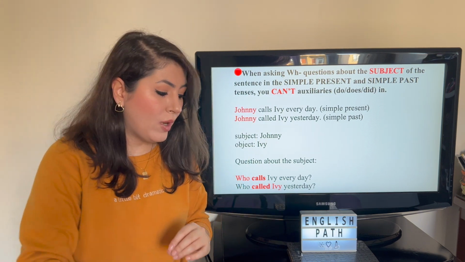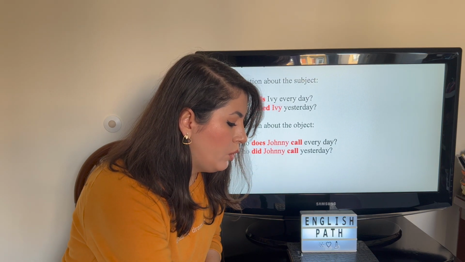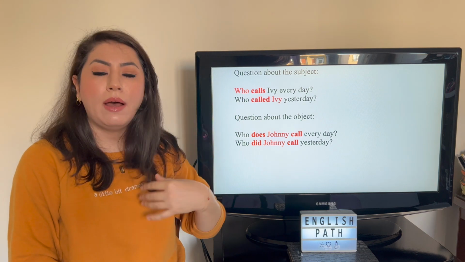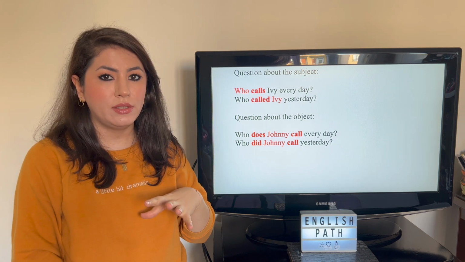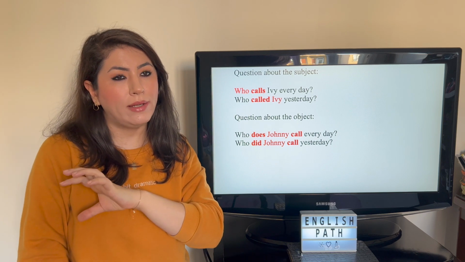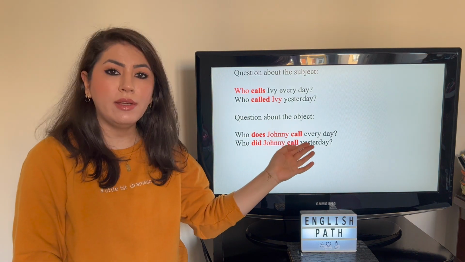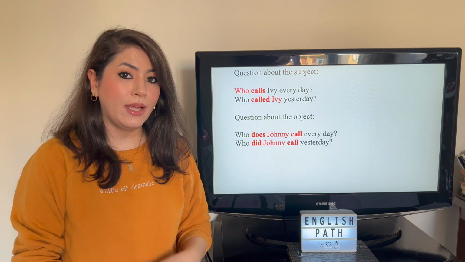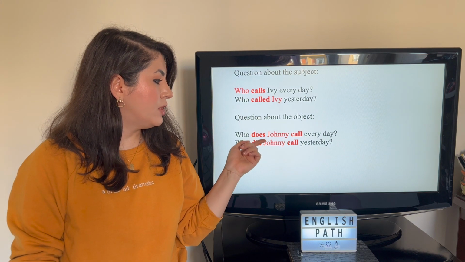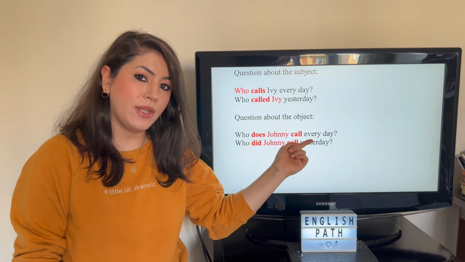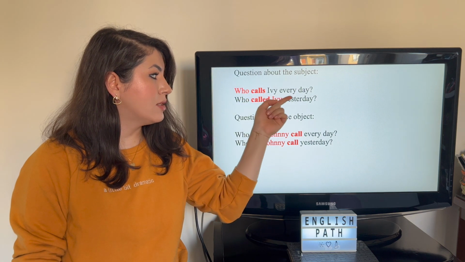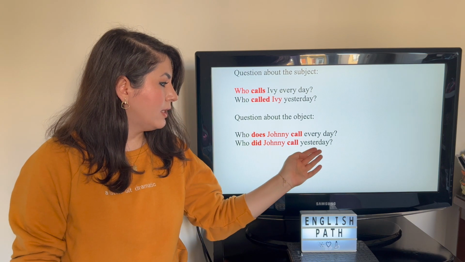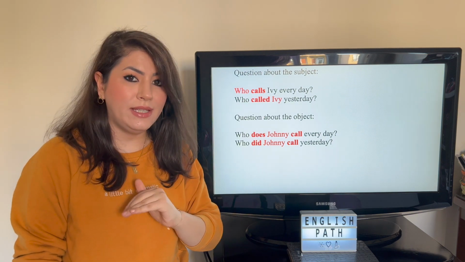Now, asking the same question about the object would go like this. Johnny calls Ivy. We want to ask about Ivy. Ivy is the object. So, Johnny calls someone. Who does Johnny call every day? We're in the simple past tense. Who did Johnny call yesterday? Compare them. This, who does Johnny call every day? Asking about the object, with who calls Ivy every day? Asking about the subject. And this, who did Johnny call yesterday? With who called Ivy yesterday?